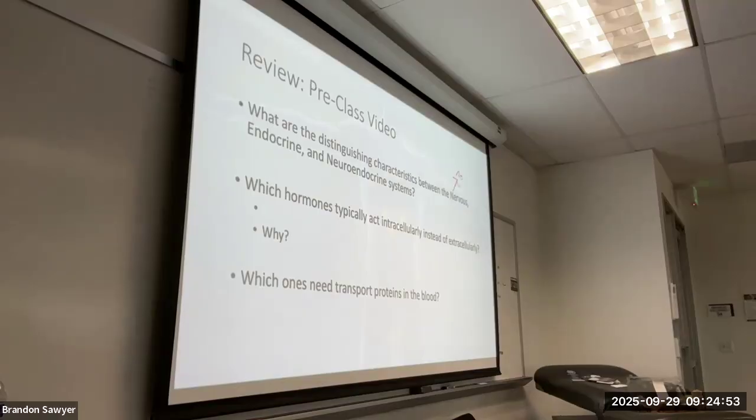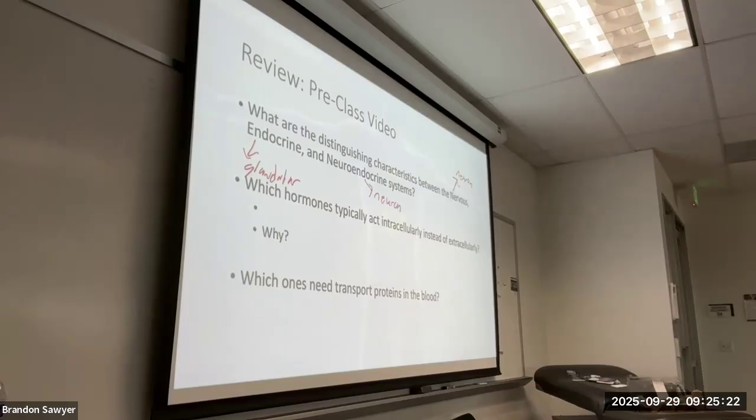All right, so neuron releases. In the endocrine system, what type of cell does the releasing? Yeah, some kind of glandular cell. Okay, and then in the neuroendocrine, which type of cell is it? Neuron again, right? So that's distinguishing characteristic number one: what type of cell does the releasing.